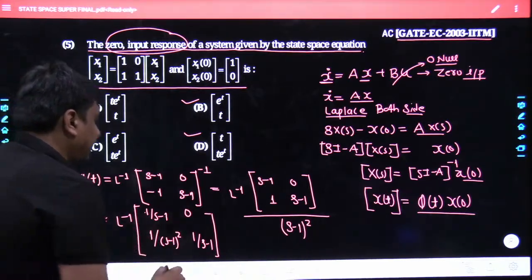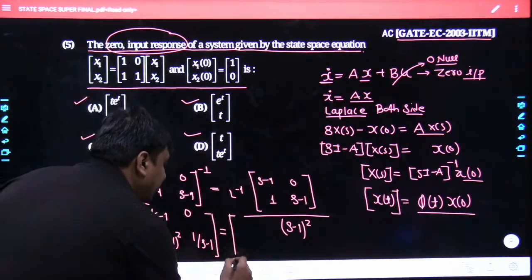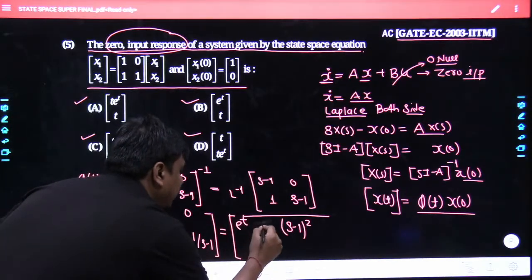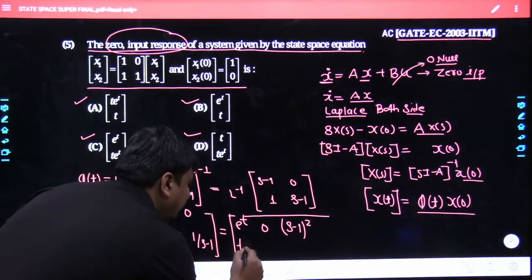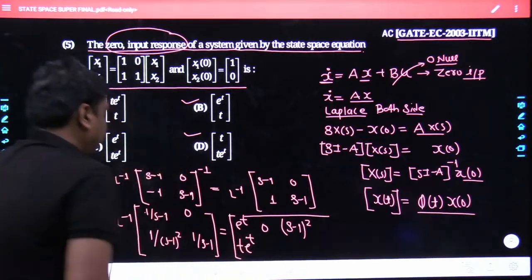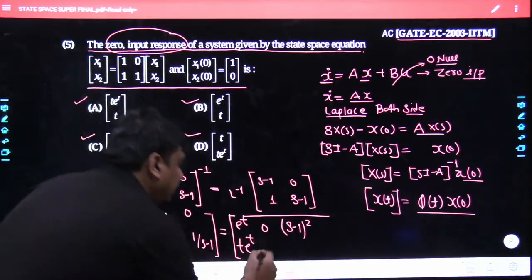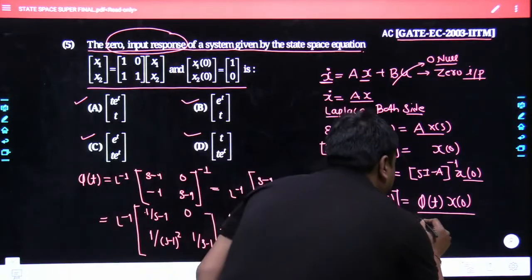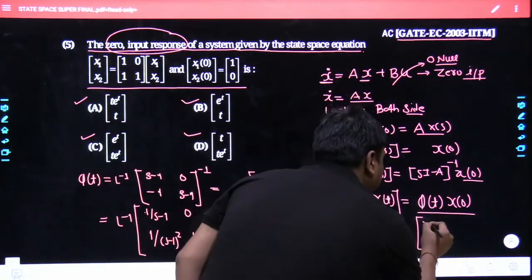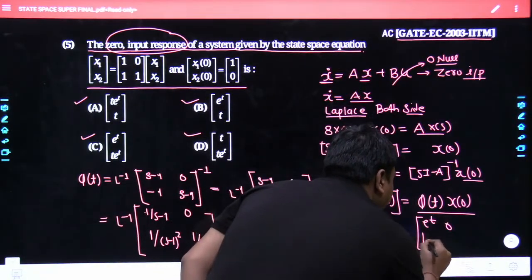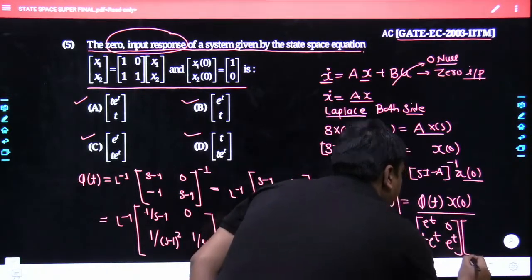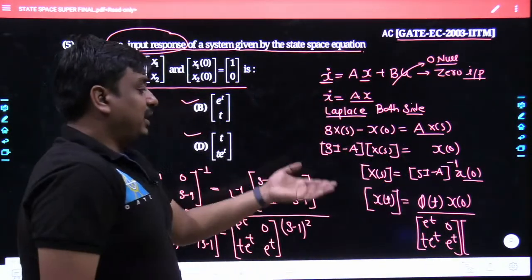And at the end of the day, if I take the Laplace inverse of each individual component, 1 upon (s minus 1) would give the Laplace inverse as e to the power of t. Here it's going to be 0, here it's going to be t into e to the power of t, and here it is e to the power of t itself. So you know the phi of t, and that is nothing but e to the power of t, 0, t into e to the power of t, and e to the power of t, and that's going to be multiplied with the value of the state variable at t equals 0.